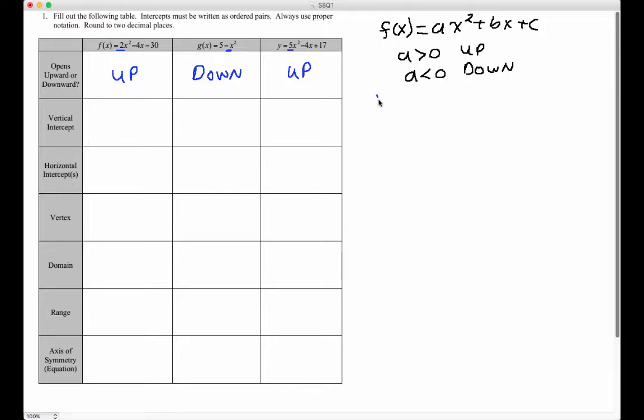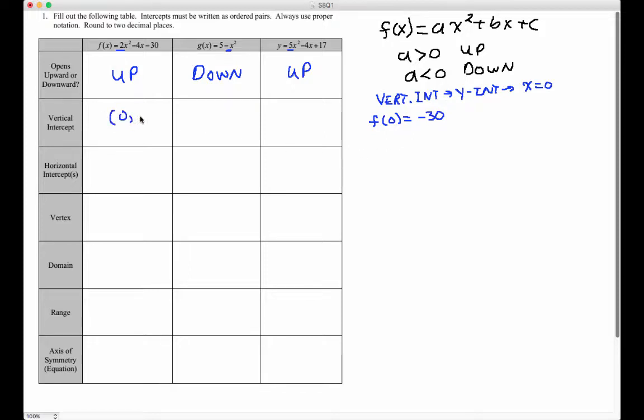Okay, so the next thing they want to know from us is the vertical intercept. So the thing to recall about a vertical intercept is that a vertical intercept is the same thing as a y-intercept, and if it's a y-intercept, then what that infers to us is that x must have been equal to 0. So that tells me what I need to do to find my vertical intercepts for my three functions is evaluate them at x equals 0. So on f, we have f of 0, which ends up being 2 times 0 squared minus 4 times 0 minus 30. So you can hopefully see rather quickly that the vertical intercept is at (0, -30).